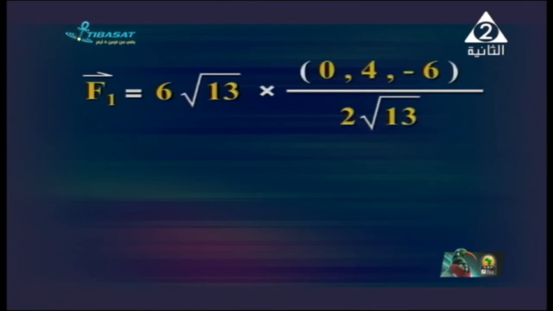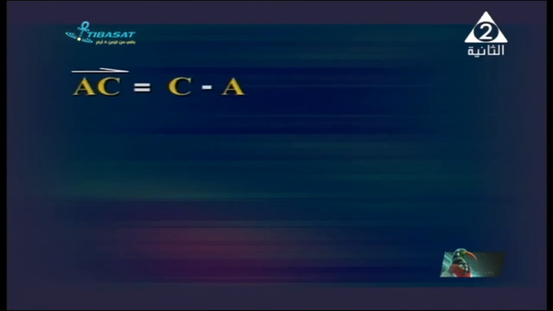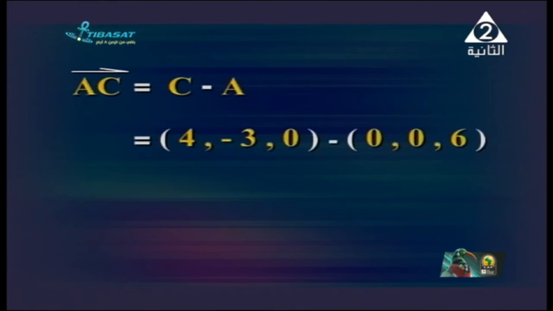F1 vector equals 6 root 13 times vector 0, 4, negative 6 over 2 root 13, which equals 0, 12, negative 18 by using F1 equals 3AB. Then we find the AC vector by the same method, C minus A, C point minus A point.